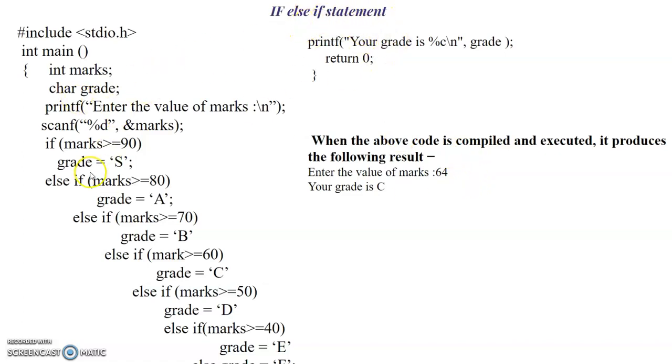Now using if-else if statements, I can compute the grade of the student like this. First, I declare marks as an integer and grade as a character, and I read the marks using scanf %d, ampersand marks. Now I compare the marks using an if statement: if marks is greater than or equal to 90, I assign the grade S, else I compare whether marks is greater than or equal to 80 and assign the grade A, and it goes on until marks is greater than or equal to 40, where I assign the grade E, else I assign the grade F. At the end, I print your grade is %c, that is grade. If the program is compiled and executed and you enter the marks as 64, you will get your grade is C.